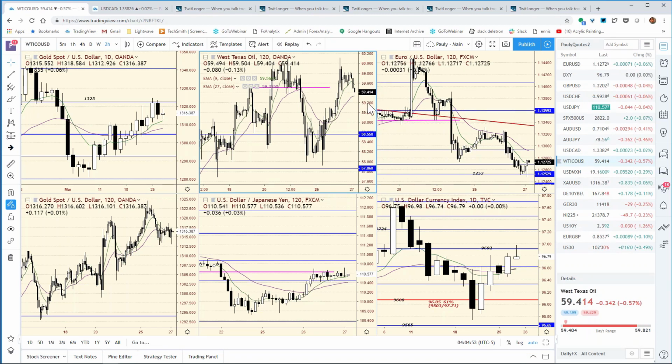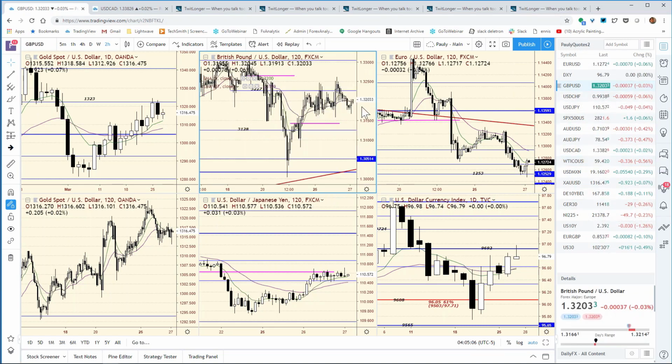Speaking of crude, we're still holding up pretty steady up in these highs here with crude oil. And moving on to cable. We've worked a little bit lower, but we're still stuck in a relatively tight range here with cable. We're going to see how that eventually resolves.